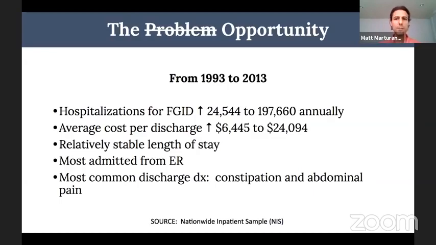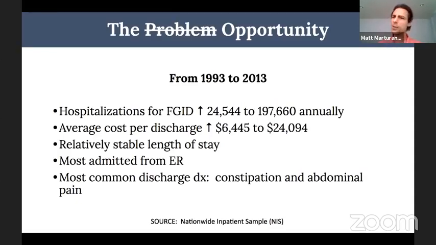And the cost per discharge in the US went up from nearly $6,500 to just over $24,000. And so that's quite a bit of expense that we're looking at, a burden to be shouldered by the healthcare system and also insurance companies, for people that don't have conditions for which a hospital can really help them out very much.